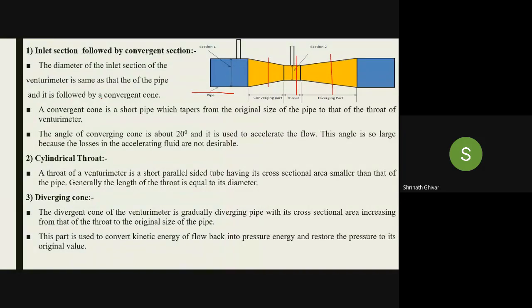So this is just an explanation about the Venturimeter. Okay, the next thing is how to determine the rate of flow which is flowing through the Venturimeter. So we have to derive an expression for the flow rate flowing through the Venturimeter.